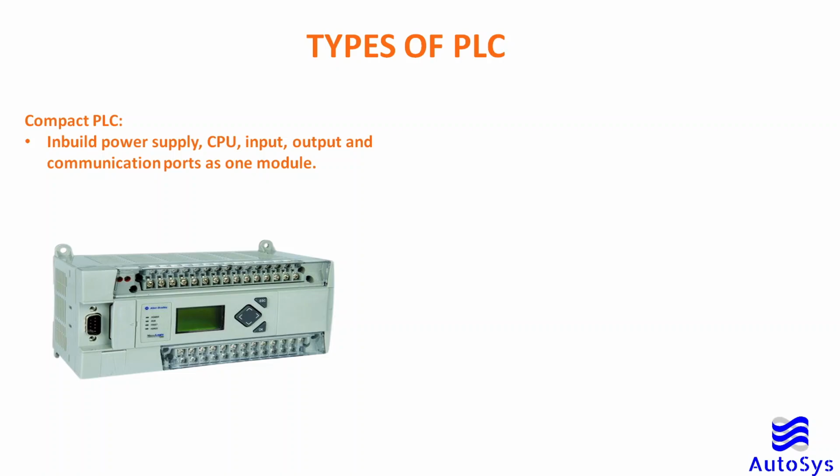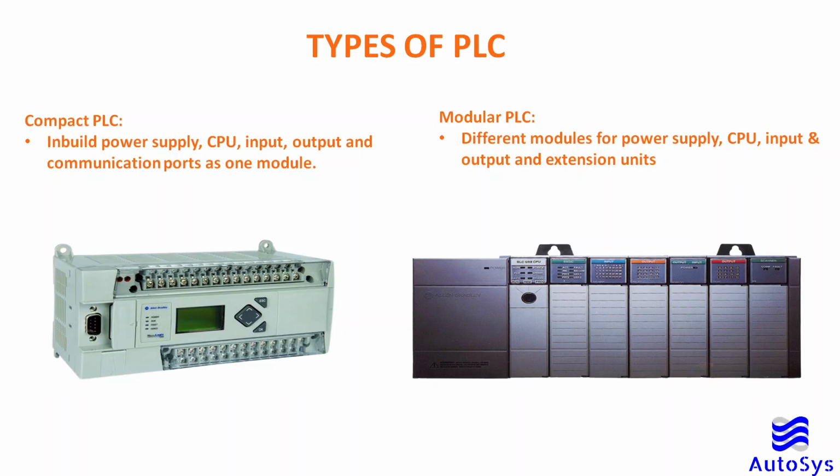So basically there are different types of PLC like nano PLC, micro PLC, and some higher versions of the PLC depending upon the IO module handling and how it is structured. But basically the main types of PLC are the compact PLC and the modular PLC. In a compact PLC, the power supply module, CPU, input, output, and communication are all combined as one module. Whereas in a modular PLC, all these modules are separated.